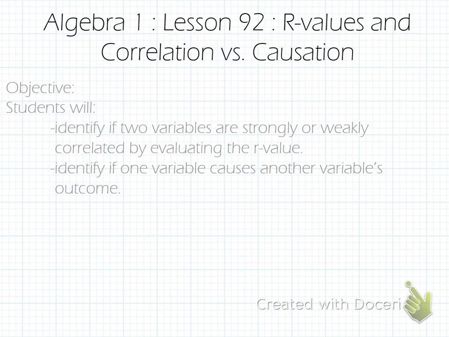All right, good morning. This is lesson 92, R values and correlation. Those are two things, and causation.